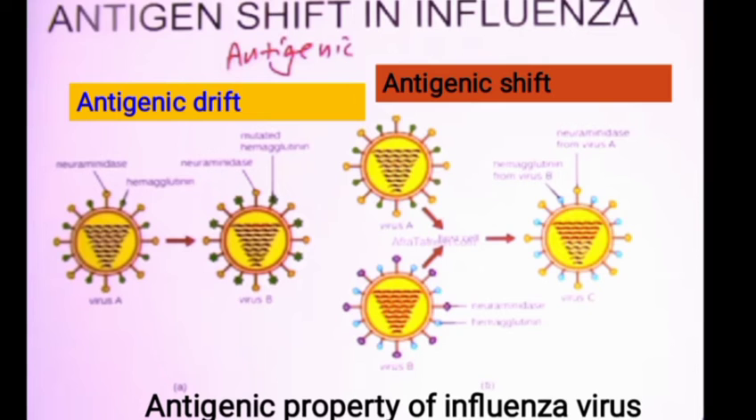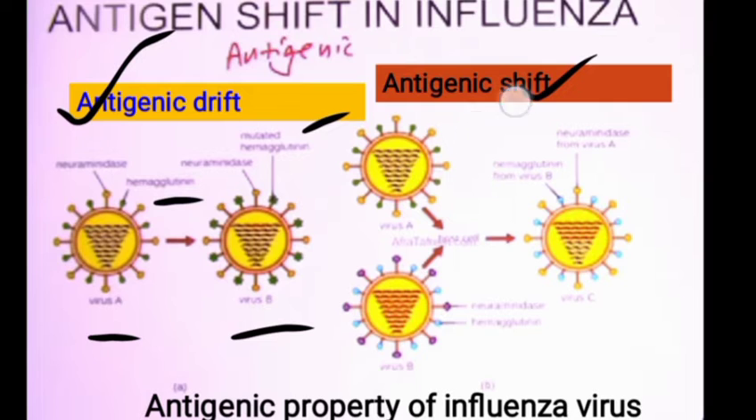Now influenza mainly has two types of antigenic property, that is antigenic drift and antigenic shift. What is antigenic drift? Mainly there are types of influenza virus which infect living organisms, that is virus A and virus B. Here you can see, if virus A is converted to virus B by mutation of any one spike, that is, if a hemagglutinin mutation occurs, then it is converted to virus B. But if virus A and virus B are both mixed together and form another type of virus, that is virus C, then we can say that is antigenic shift.